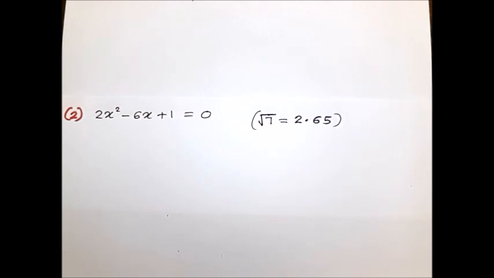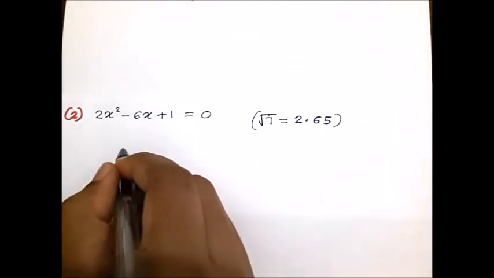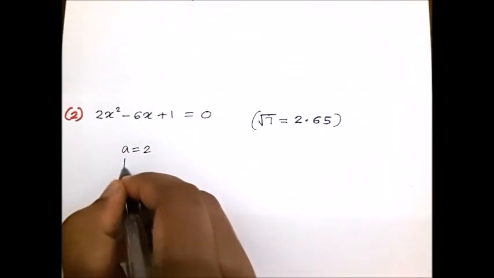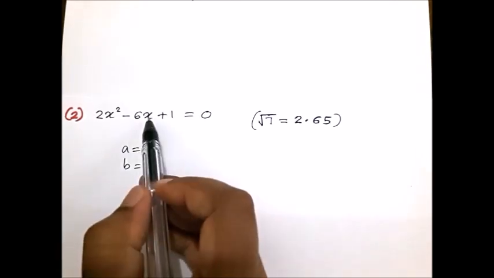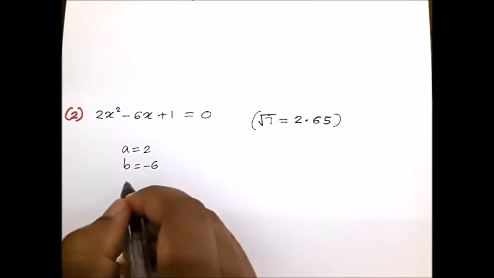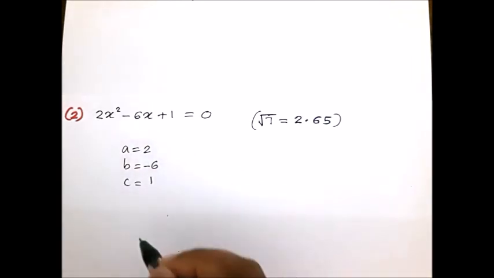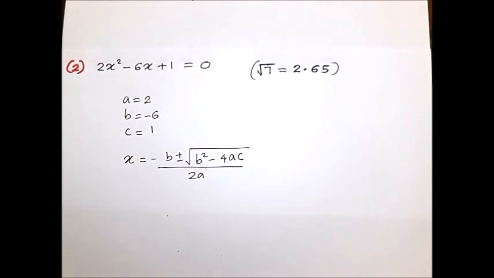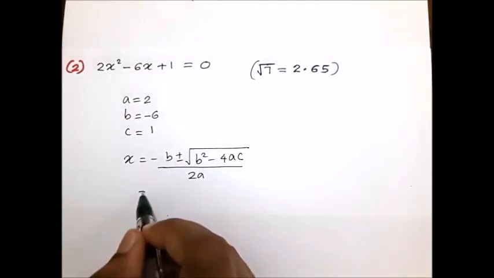Let's start the second example. First identify the A, B, C terms. A is plus 2, and B, the coefficient of x, is minus 6, and C is 1. Then write the quadratic formula. Now substitute these values into this formula.